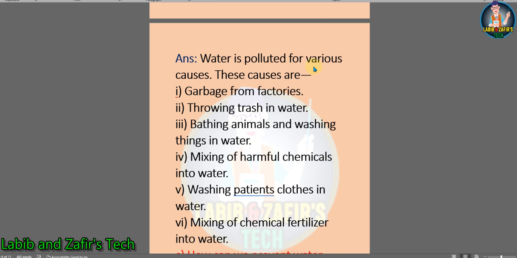Water is polluted for various causes. These causes are number 1, garbage from factories, number 2, throwing trash in water, number 3, bathing animals and washing things in water, number 4, mixing of harmful chemicals into water, number 5, washing patients' clothes in water, number 6, mixing of chemical fertilizer into water. So students, this is our second question. Now let's go to our third question.